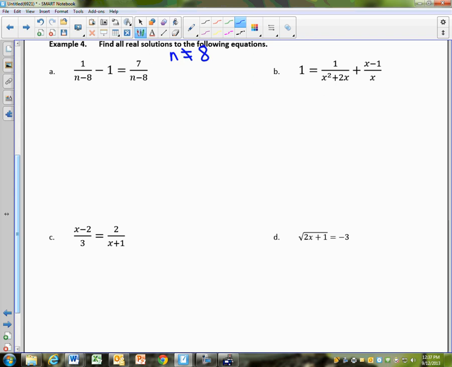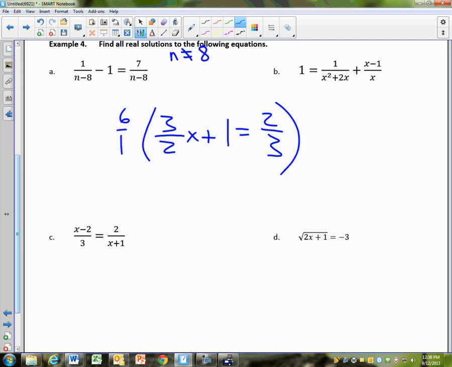So when we get 1 over n minus 8 minus 1 equals 7 over n minus 8, remember yesterday when we had a problem like this, don't write this down. What did you want to multiply through by for a problem like that? 6. Did you multiply through by 6 over 6 or 6 over 1? Multiply by 6 over 1.